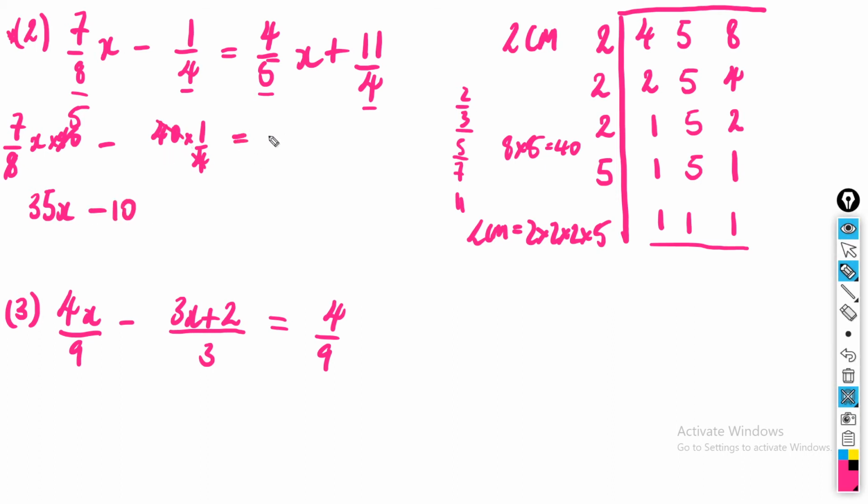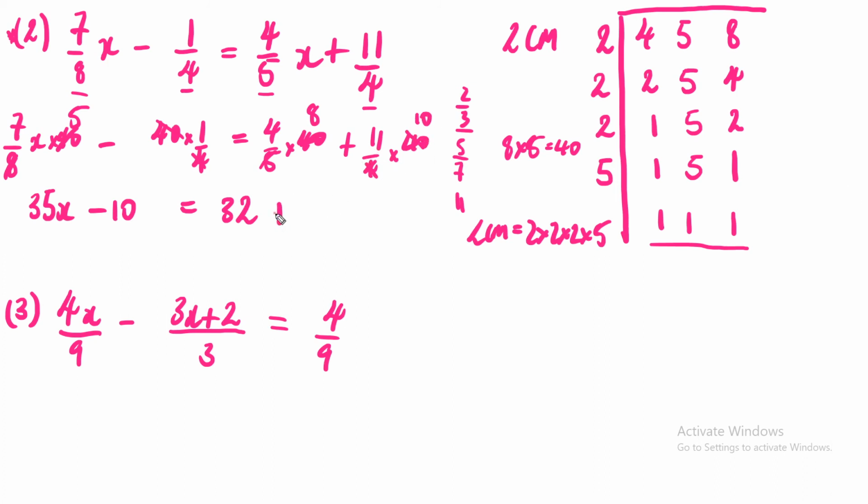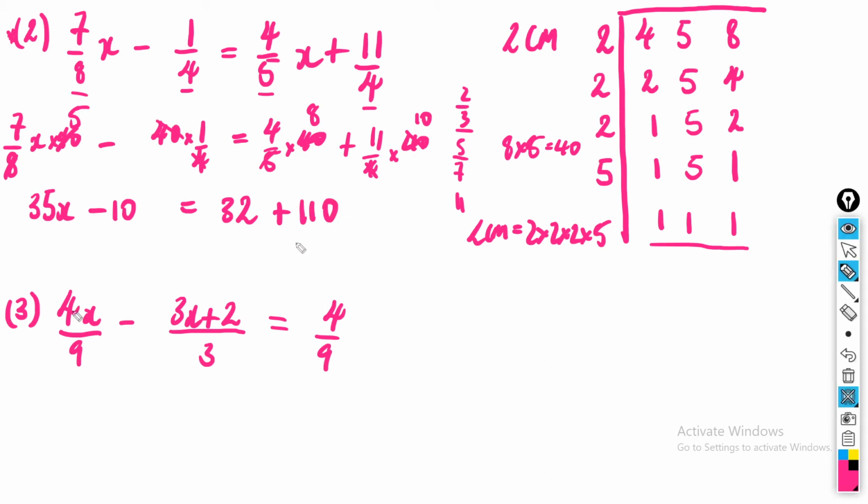Then this is equal to 4 over 5 times 40. This 5 goes into 40 8 times, and then 8 fours, well, yes, it should be 32, and then plus 11 over 4 times 40 would be equal to, 4 into this is 10. So 10 times 11 would give us 110, so this would be plus 110. All right, so that's a lot of numbers, guys. So we're going to end up with 35x.